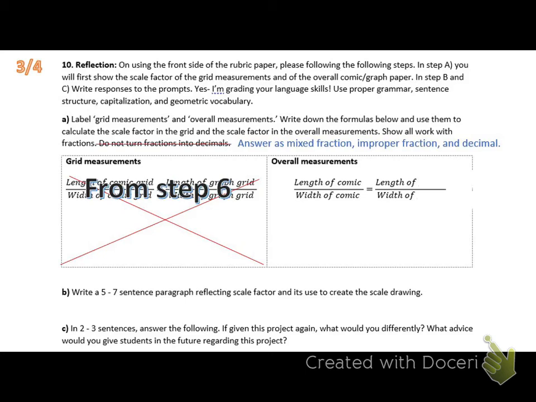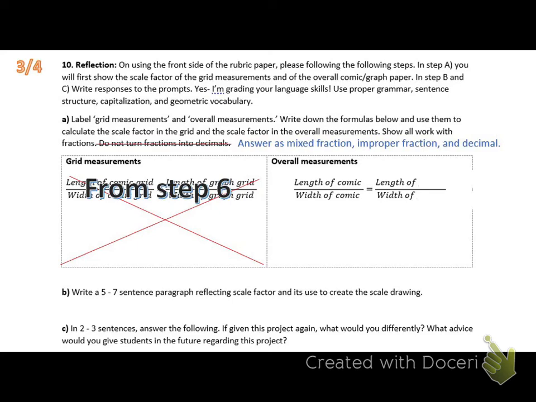You're going to take the length of a comic and put it over the width of the comic. You're talking about in inches. Remember, that's not my comic. Wherever it is, you'll measure it, okay? You'll put the length over the width and set it equal to the length over the width.